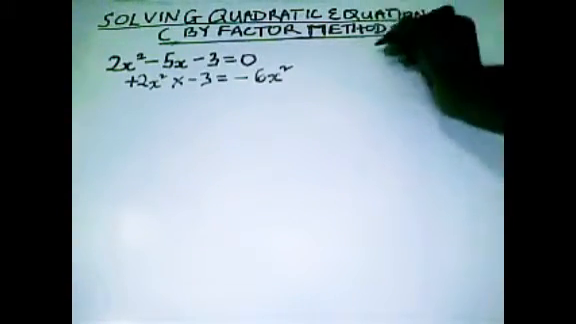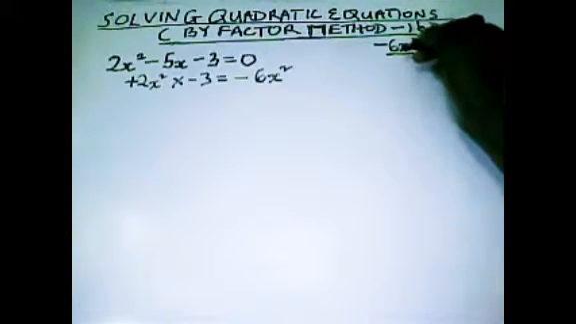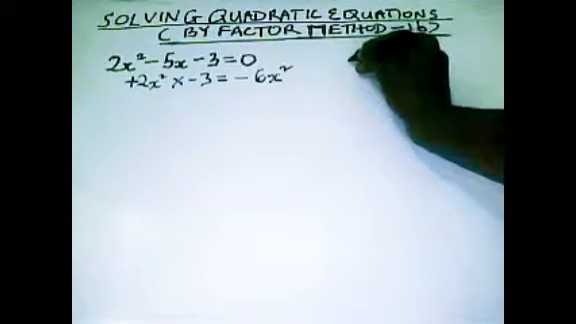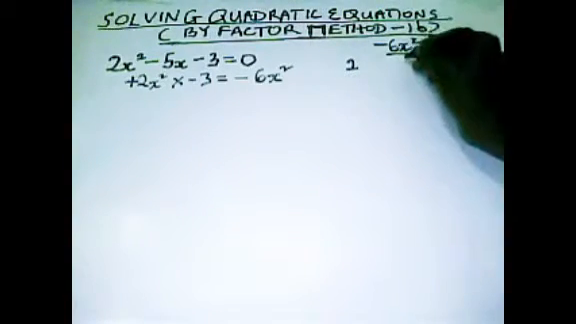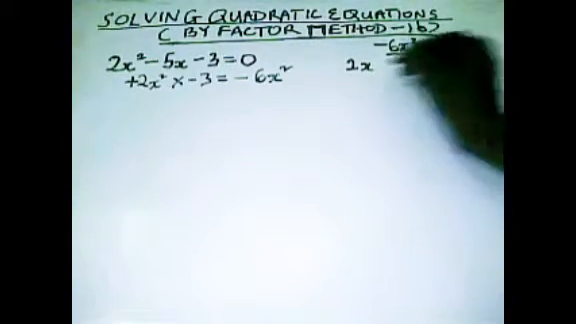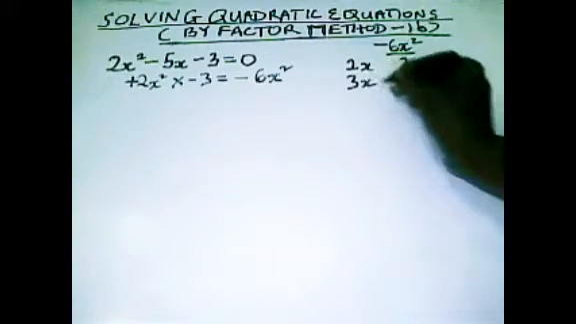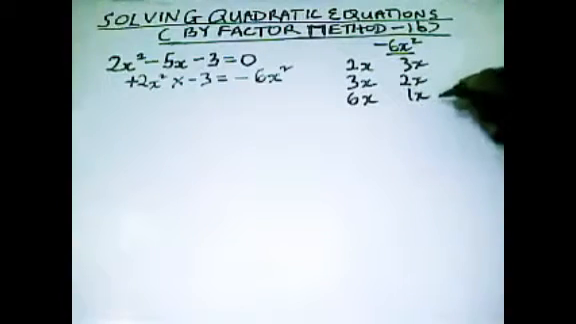Now the next thing we are going to do is to come to this side and write out our minus 6x squared. If we are writing this minus 6x squared, what are we going to do with it? We are going to look for its factors. Let's start with 2. 2 we divide into 6 to give us 3, and each of them must carry x. Then 3 can go into 6 to give us 2. Each of them will carry the x sign. Then finally 6 can go into x to give us 1x.